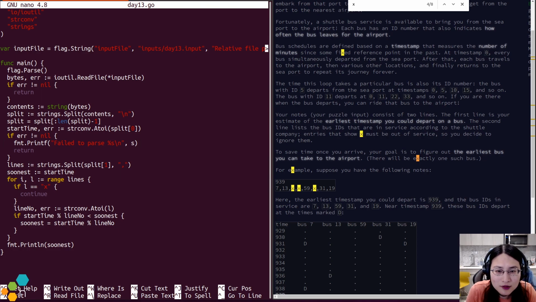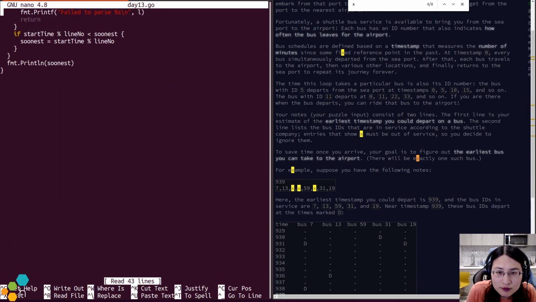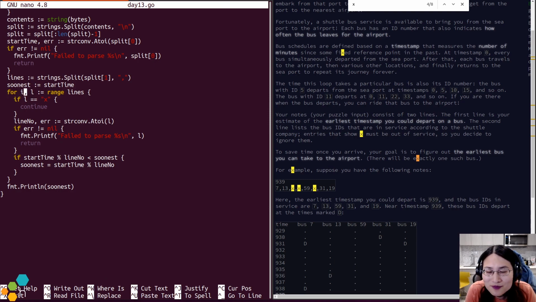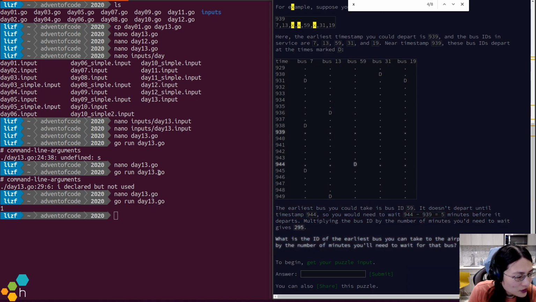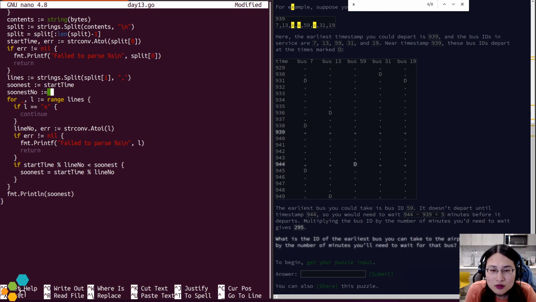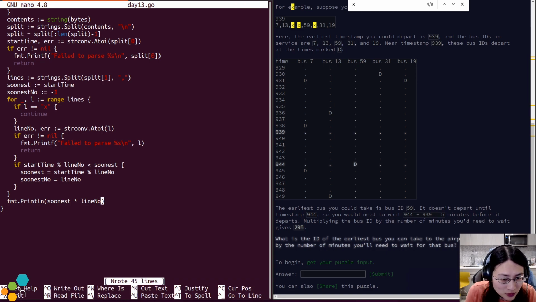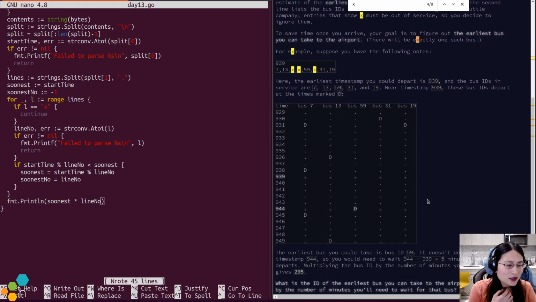Line 24, what's wrong there? Oh, and we just need this error case here as well dealt with, just to make sure we don't have anything weird going on. Yep, that's correct. We don't use this i yet, and that's fine. That cannot be right. Oh, because I'm also supposed to multiply the ID of the earliest bus by the number of minutes I'll need to wait for the bus. That seems fine. Wait a second. This is not quite correct.